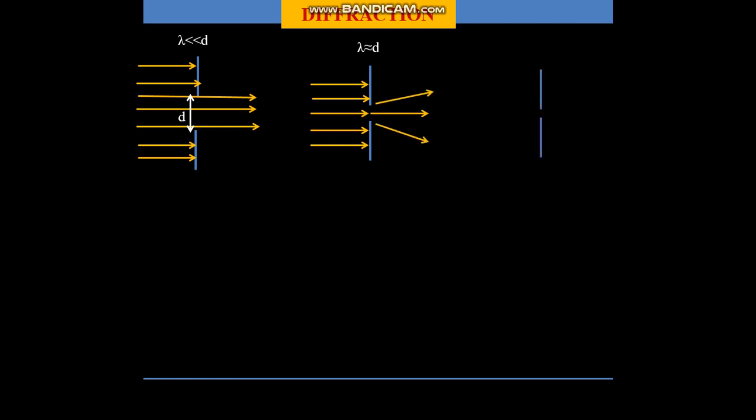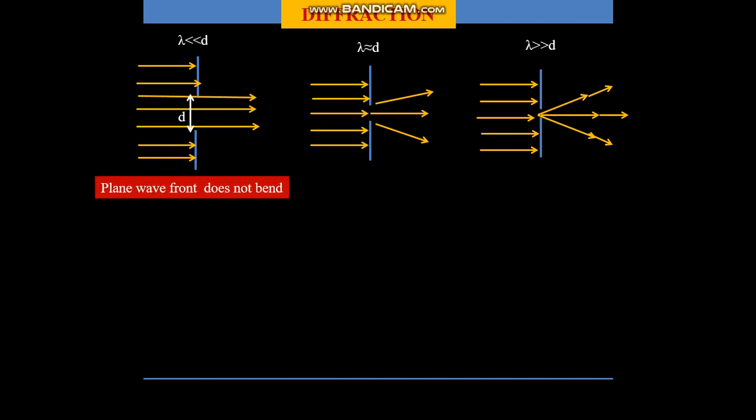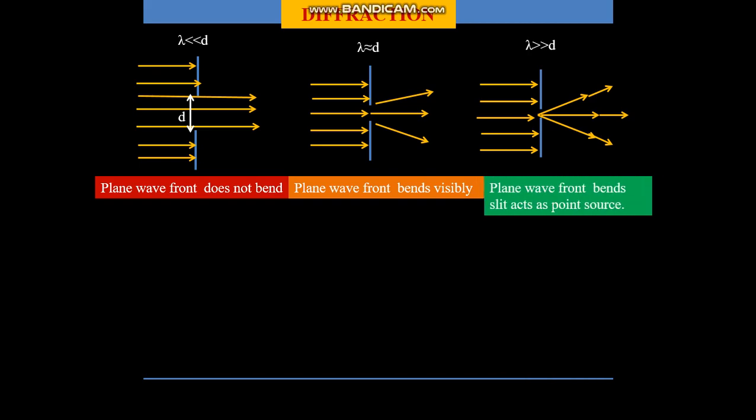Now let's see what diffraction is. When rays of light enter through a small slit, if the slit is big, the rays pass straight through, when lambda is much less than d, the slit width. If it is reduced, so that lambda is almost equal to d, some rays of light will bend. And when it is still smaller, lambda much greater than d, the rays of light will bend still further. So here the plane wavefront does not bend, here it bends visibly.